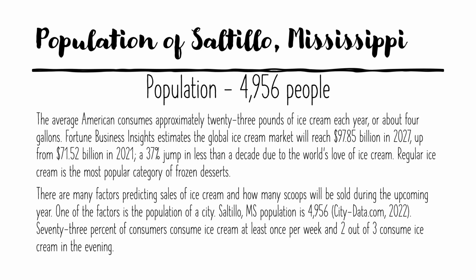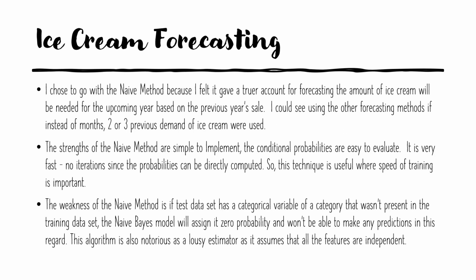Many factors predict the sales of ice cream that will be sold during the coming year. One of the factors, like I stated previously, was the population of Saltillo, Mississippi. So that was an important part of being able to tell how much ice cream I predicted needed to be ordered. I chose to go with the naive method because I thought it gave a true account of forecasting.